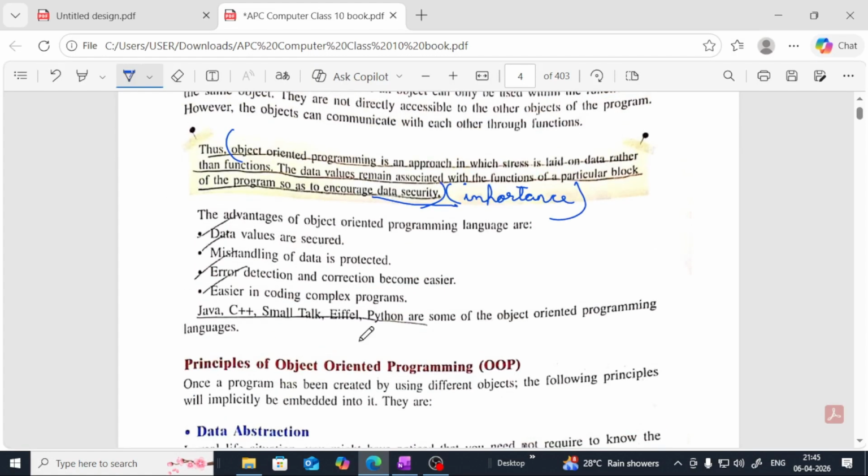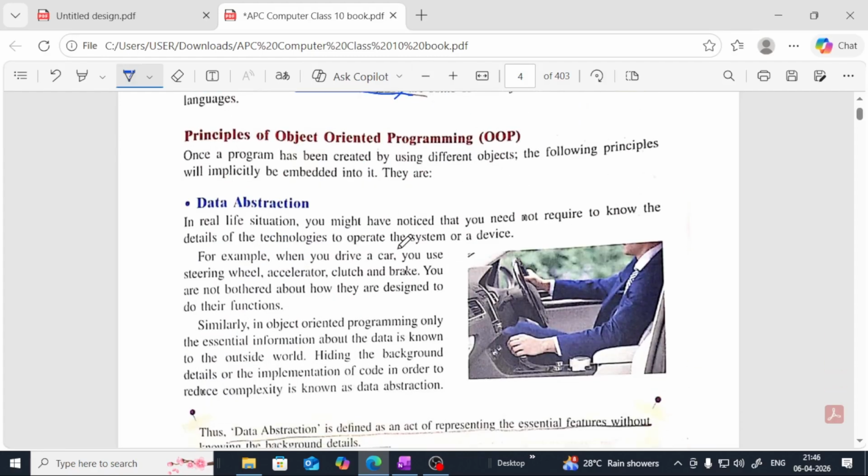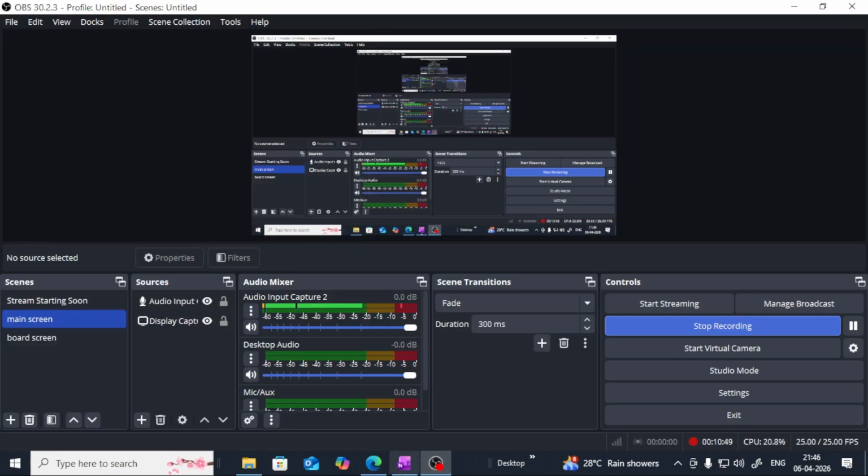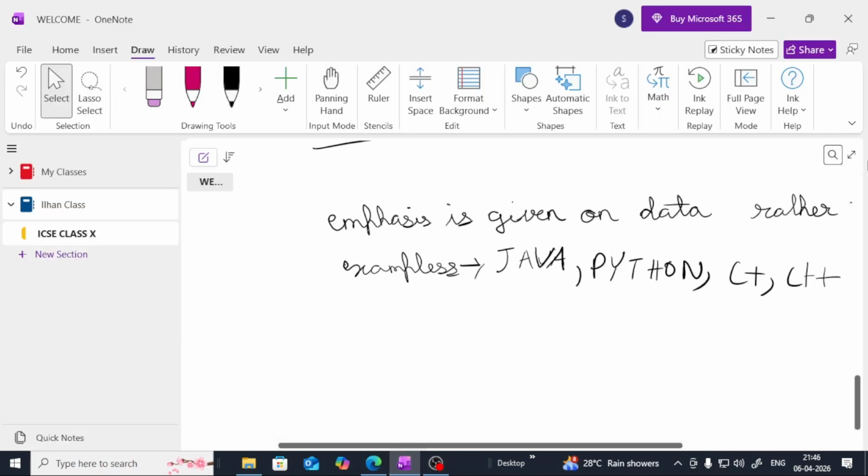Next up, the advantages. Data values are secured. Mishandling of data is protected. Error detection is easier. Examples: Java, Python. Remember this. Okay, memorize this. Good. Now we come to the principles of object-oriented programming. So let's dive into the principles.